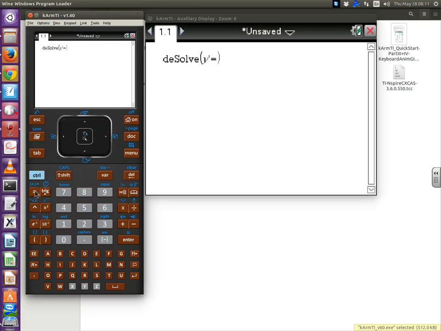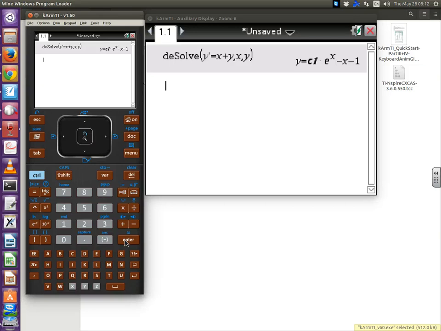Equals, what was it, x plus y, right? Yeah. Oh, yeah, that was good. Okay, comma. All right, and then was it the independent first, then the dependent, I think? So x, comma, y. So you could use y and t, or p and t, whatever you want. Comma, y. And that's it, right? That was it? Let's see if it gives me something.